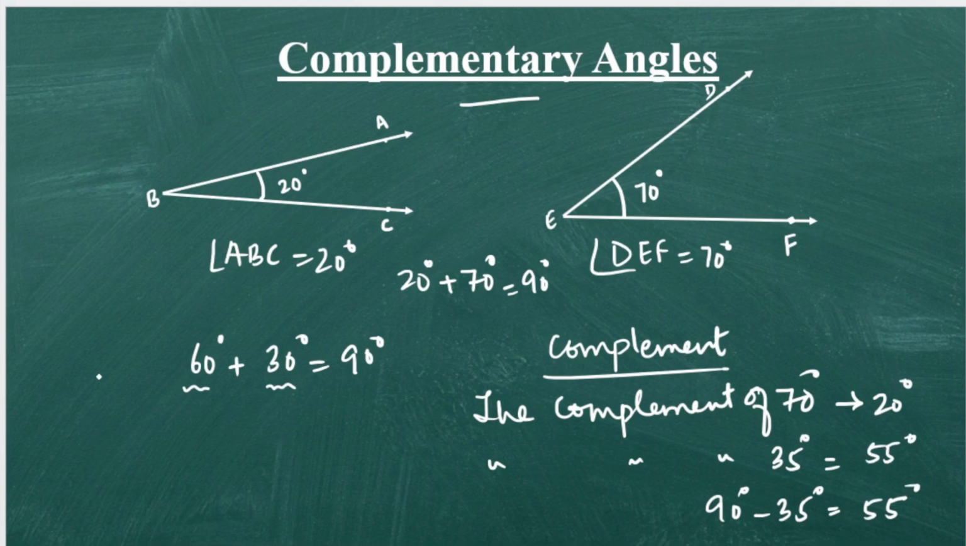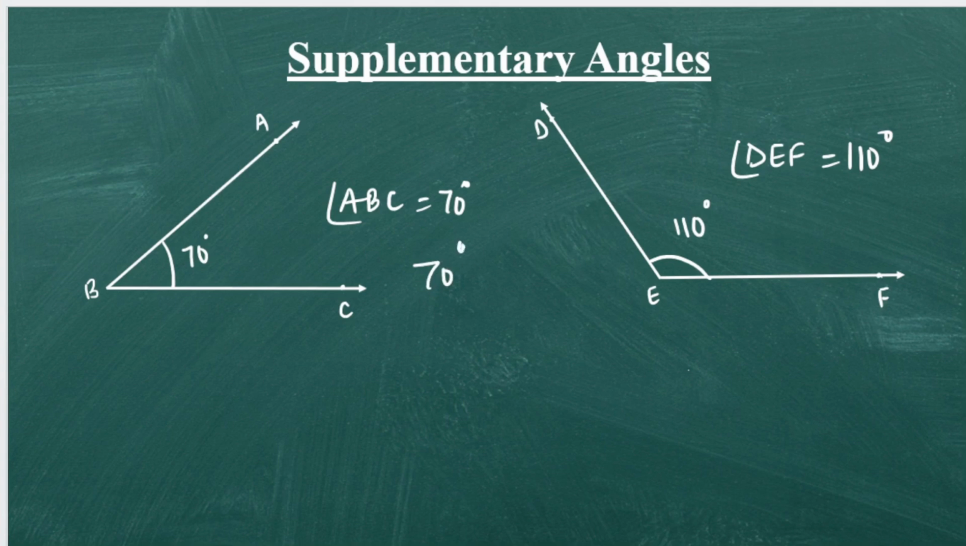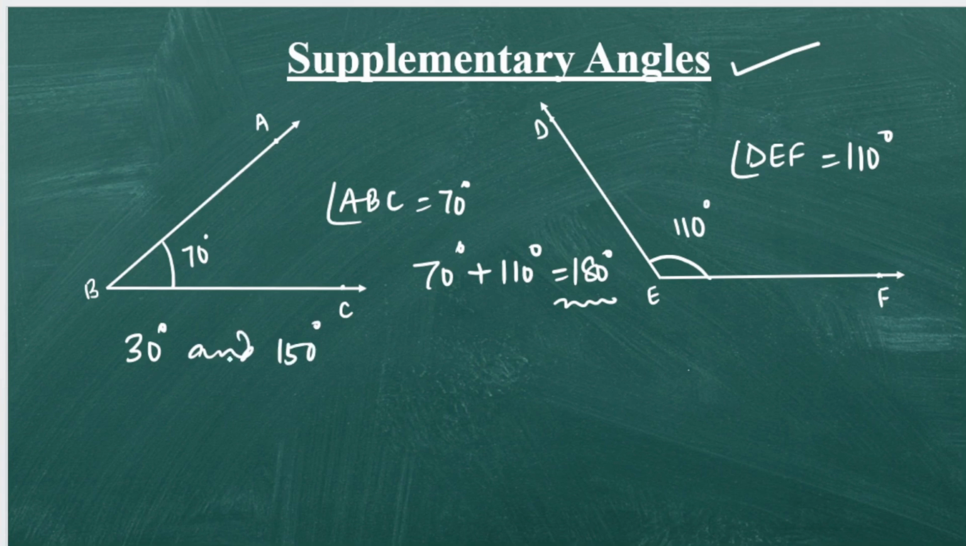All right. My next pair of angles is supplementary angles. Look at the measures of these two angles. In this case, angle ABC is equal to 70 degrees and DEF measure is equal to 110 degrees. When I add them up, 70 and 110 comes out to be 180 degrees, and such angles whose measures come out to be 180 degrees are called supplementary angles. Take another example. Angles of 30 degrees and 150 degrees are also supplementary angles, as 30 plus 150 comes out to be 180 degrees.